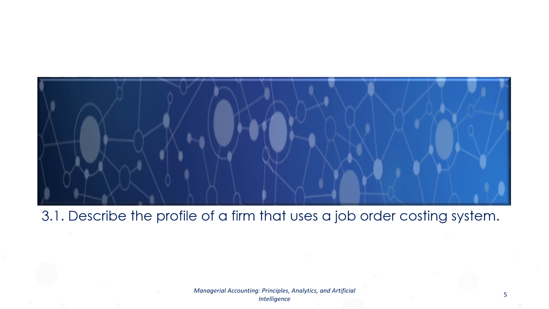Now we begin section 3.1. The key question here is what kinds of businesses use job order costing? Job order costing is used when a business produces customized or heterogeneous products. In other words, each job is different. So the business needs to track costs separately for each job or batch. This is different from a company that produces identical units in mass production, where process costing would be used instead.